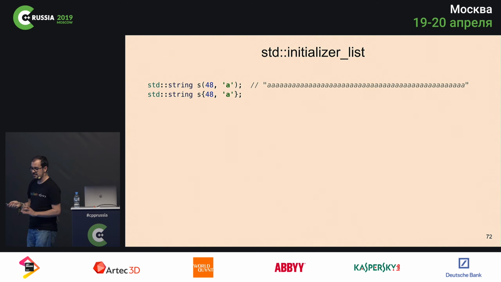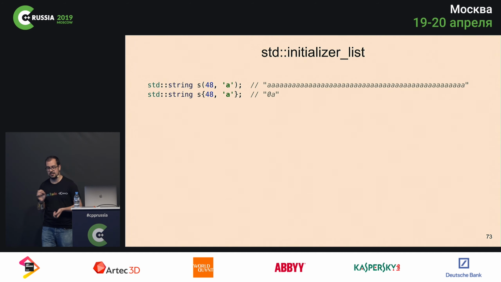Zero, yes. So what this is going to do is it's going to say, oh, you're trying to do this initializer list thing. OK, so string takes an initializer list of characters. 48 is an integer, but I can convert it to a character. So actually, 48 is the ASCII code for the character 0. And then you get 0 and A.